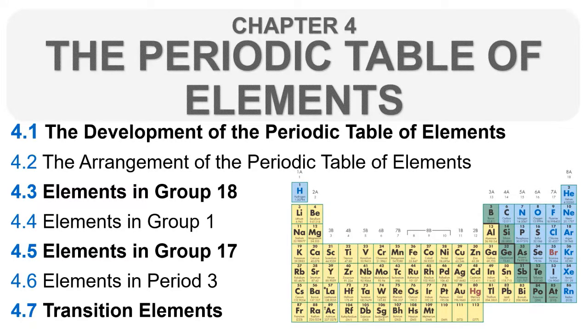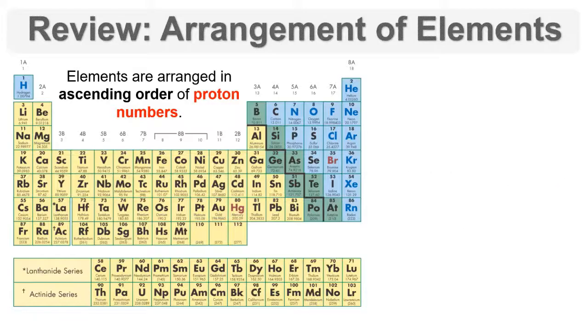Chapter 4, the periodic table of elements. In Chapter 4, we focus on the arrangement of elements in Group 18, Group 1, Group 17, Period 3, and the transition elements. Arrangement of elements in the periodic table. Elements are arranged in ascending order of proton number.